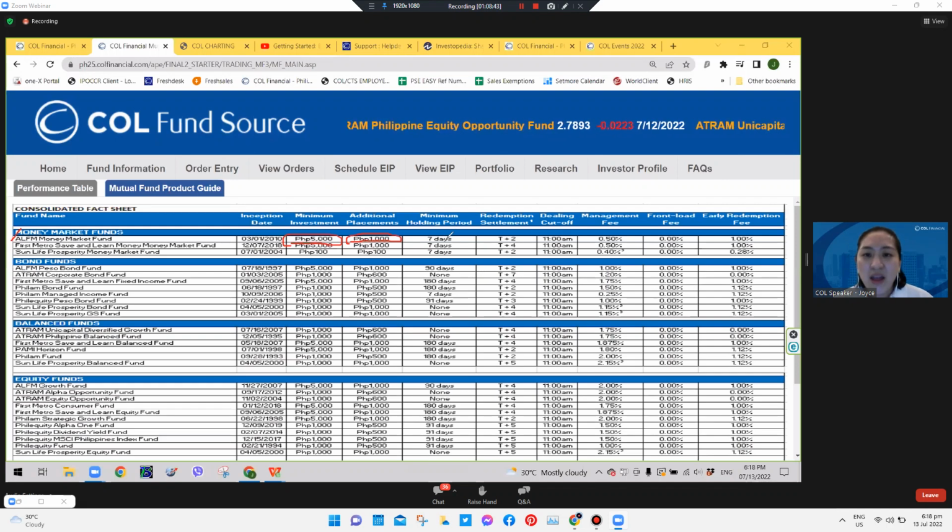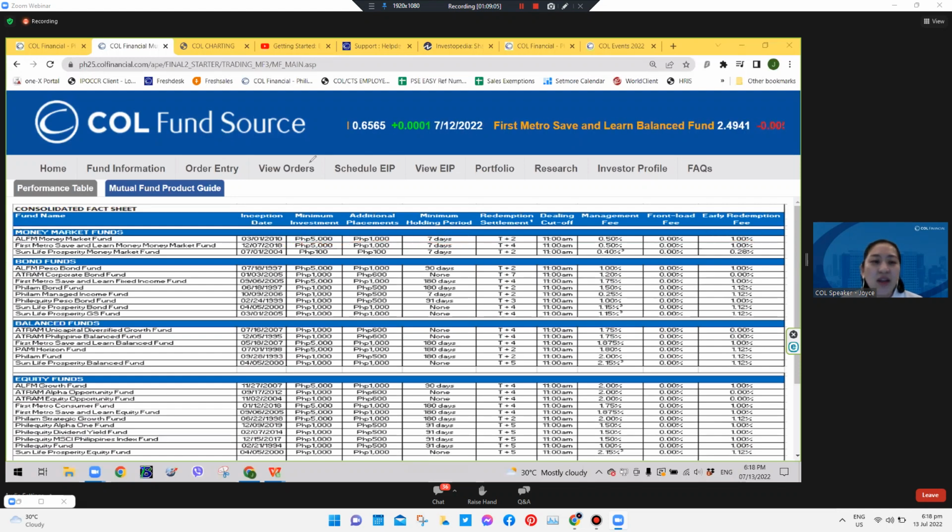And the holding period is only 7 days, meaning don't sell it within 7 days and it'll be okay. But if you sell it before 7 days, just in case you have an emergency, they have a 1% early redemption fee. But if you sell it beyond 7 days, there's no fee at all whenever you sell it.